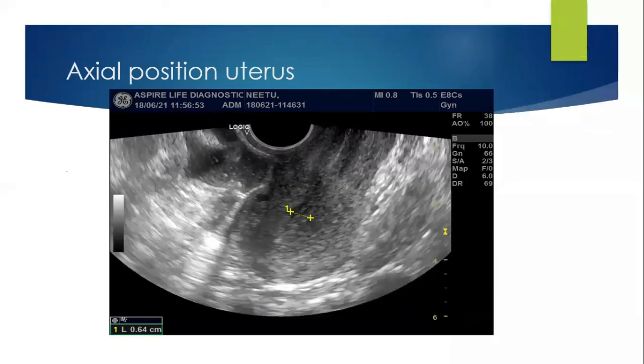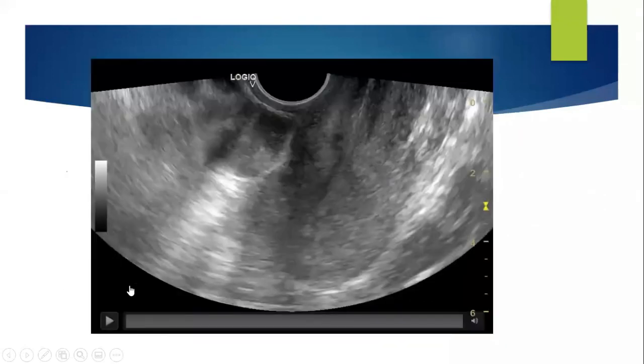So this is a very, very interesting case. This position of the uterus is known as axial position. This is not retroverted, retroflexed. Neither is this anteverted, anteflexed. This is coming in between. That means the vagina, the cervix, and the uterus almost come in a straight line. This position is known as axial position.